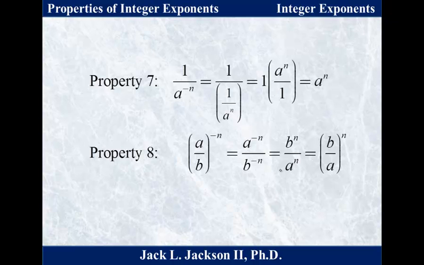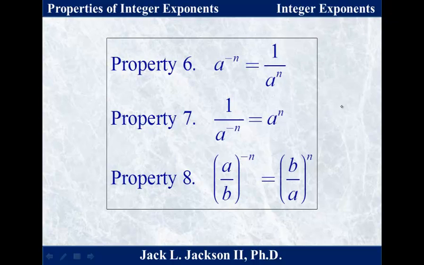And if you have a over b to the negative n, according to one of our earlier properties, that's a to the negative n over b to the negative n. And according to the properties we've just seen, the a to the negative n goes to the bottom and becomes a to the positive n. The b to the negative n flips up to the top and becomes b to the positive n. And by another one of our properties, that's b to the n over a to the n. So one way to look at it is that a over b to the negative n is b over a to the n. So the negative exponent flips. Here are our basic properties for negative exponents: a to the negative n is 1 over a to the n, 1 over a to the negative n is a to the n, and a over b to the negative n is b over a to the n.